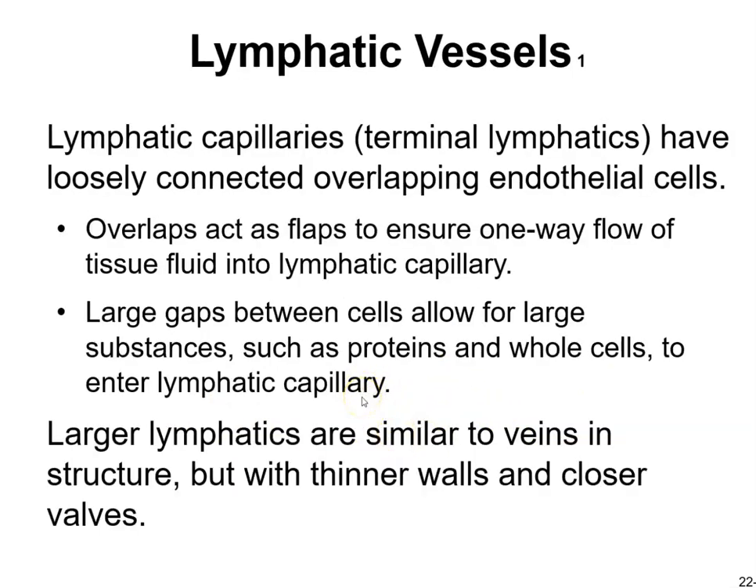You have lymphatic vessels. Lymphatic capillaries, which are terminal lymphatics, have loosely connected overlapping endothelial cells, and I'll show you a nice little picture of these. The overlaps act as flaps to ensure only one-way flow of tissue fluid into the lymphatic capillary. Large gaps between cells allow large substances such as proteins and whole cells to enter the lymphatic capillary. And large lymphatics are similar to veins in structure, but with thinner walls and closer valves.